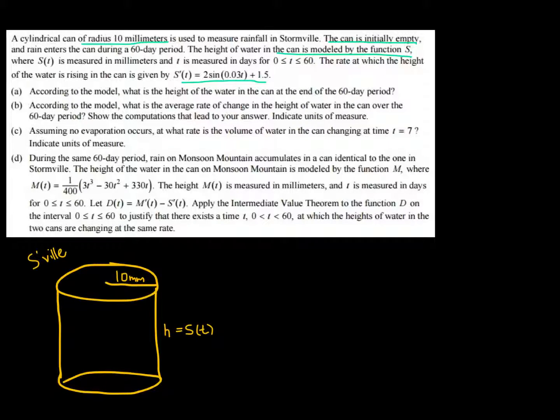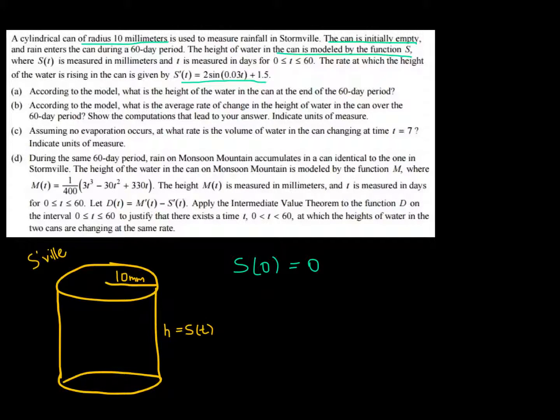The height of the water in the can is modeled by the function s, where s of t is measured in millimeters and t is measured in days between 0 and 60. So combining the initial condition and the fact that s is measuring the height, we know the can is initially empty, meaning the height is initially 0. So we can say that s of 0 is 0. And we are then told that the rate at which the height of the water is rising in the can is given by s prime of t, which is that trigonometric function right there.